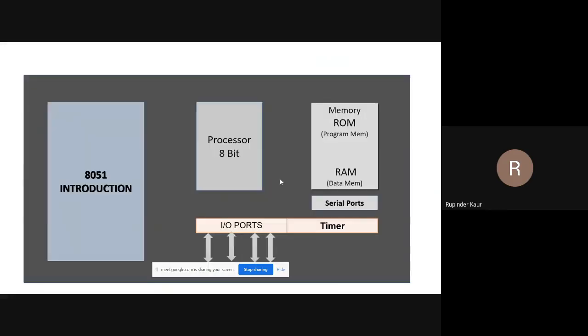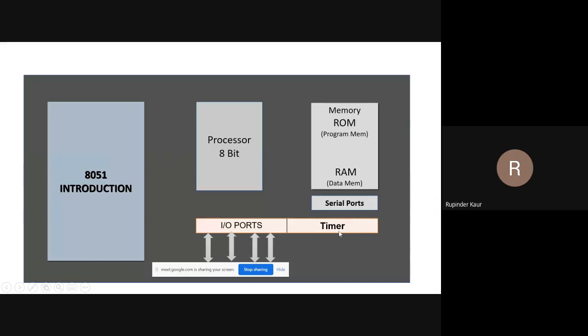Then we have to study the block diagram of 8051. The 8051 is an 8-bit microcontroller. 8-bit means at a time it can process 8 bits of data. The 8051 has two memories, ROM and RAM. ROM is called program memory and is used to store permanent data, whereas RAM is data memory and is used to store data temporarily. Then the serial port is used to transmit and receive data serially.